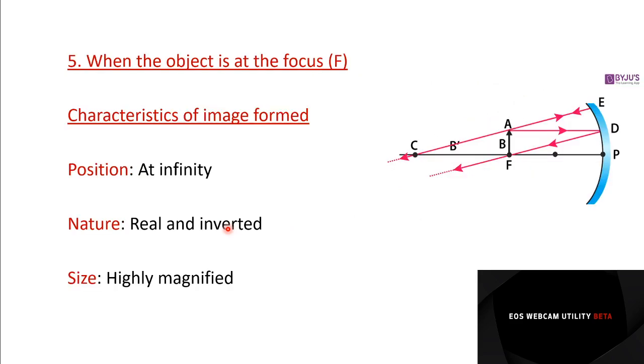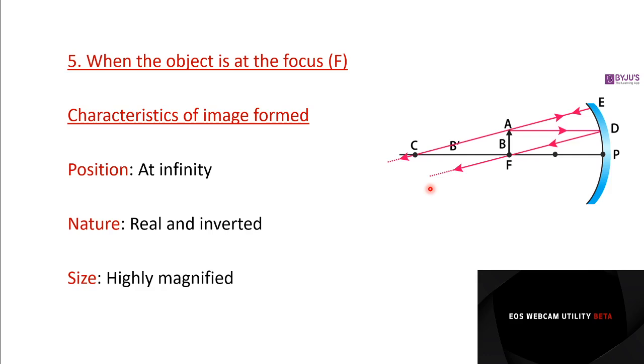The next position of object is when the object is at the focus. So now we are bringing the object straight away to focus. When the object is at focus, it's possible to take from the tip of this object a ray passing through center of curvature. So here is the ray. It is incident and then reflected along the same path. Then next we take a ray which is parallel to the principal axis. After reflection, it will pass through focus. But if you look carefully now, we are getting reflected rays which are parallel to each other. When reflected rays are parallel to each other, we expect them to meet at infinity. So the position of the image will be at infinity.